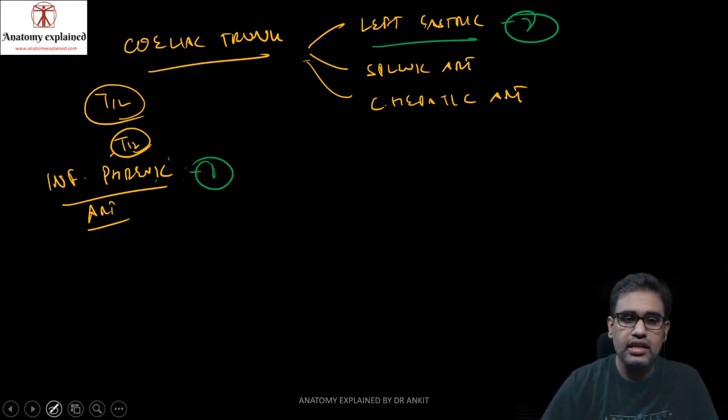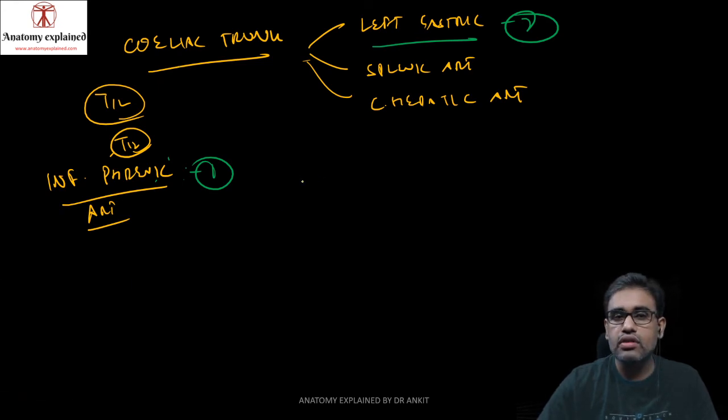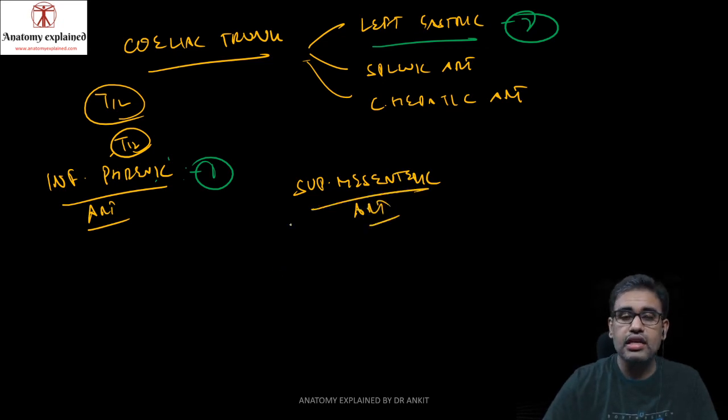Now below the celiac trunk we had the artery of the midgut, and what was that artery? That was our superior mesenteric artery. Superior mesenteric artery for the midgut. The superior mesenteric artery is not very far off from the celiac trunk.